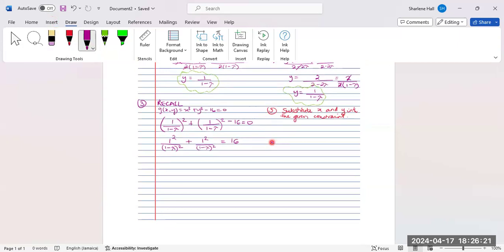One squared is 1. So that's just 1 over 1 minus lambda all squared. And 1 squared again is 1 over 1 minus lambda all squared. And that is equal to 16. Now I'm trying to bring these two fractions to a single fraction, and I'm going to have my denominator as 1 minus lambda all squared.